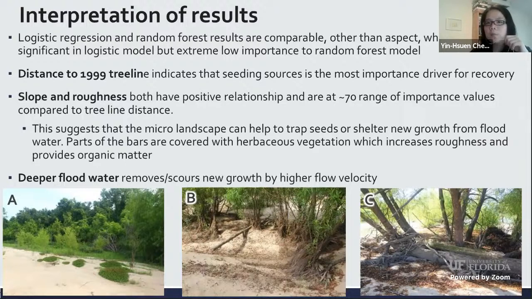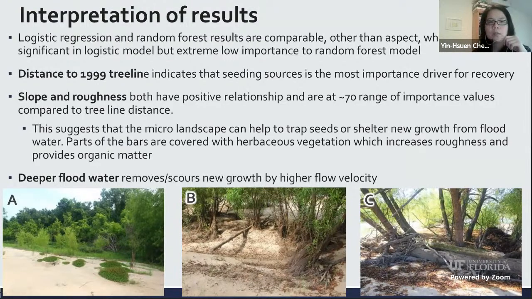Another thing is that slope and roughness both have a positive relationship with recovery. This basically suggests that the micro landscape helps reduce velocity and trap seeds or organic matter, and sometimes shelters new growth nearby. In photos B and C that we took in the field, you can see how those riparian trees trap a lot of organic matter, even some driftwood. They also grab the sediments around them and create relatively higher elevation compared to the surrounding area.